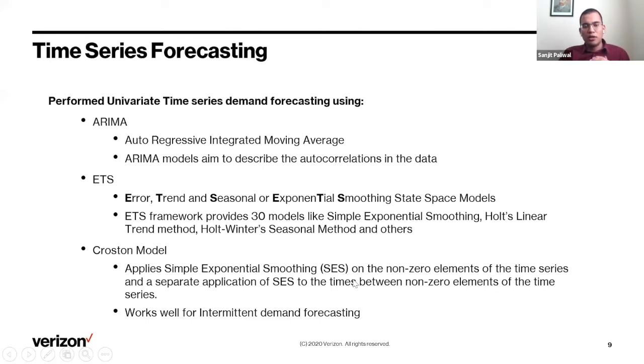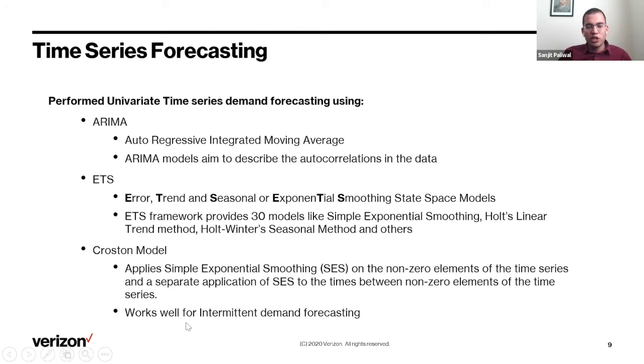And then the third major time series forecasting technique that we utilized was the Croston model. The Croston model applies simple exponential smoothing on the non-zero elements of the time series and a separate application of simple exponential smoothing to the times between non-zero elements of the time series. So we are not only looking at the individual demand level, but also focusing on how long it took for a demand to come in. Suppose we are waiting 8 months for the first demand, those 8 months would also be counted when we are trying to forecast for a given device.